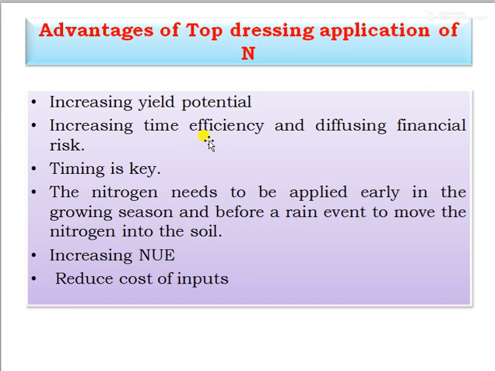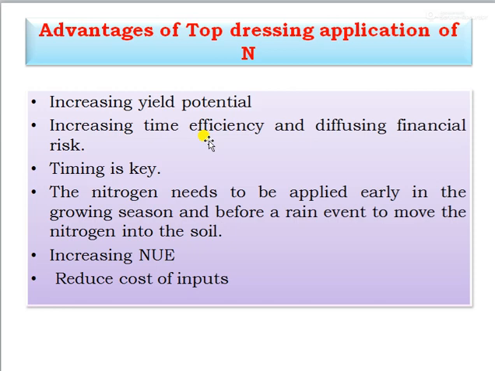Time efficiency: with the accurate time of application of nitrogen, its value increases in terms of yield. And then reducing financial risk: instead of broadcasting the full dose of nitrogen at once, which faces more losses of nitrogen as leaching, denitrification, or runoff, these losses will be minimized by splitting. So split application of nitrogen will reduce the financial risk.